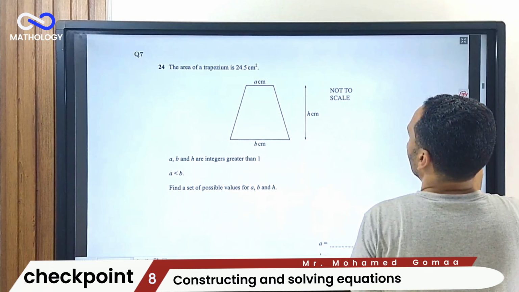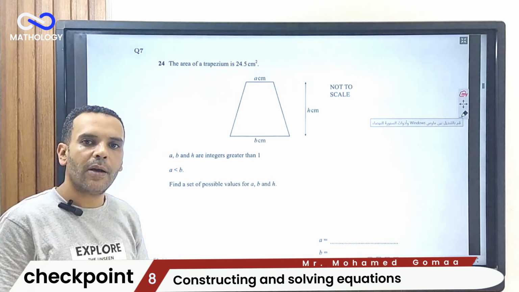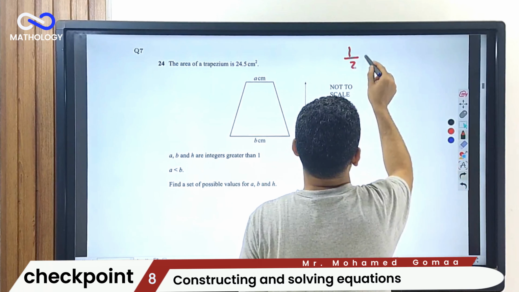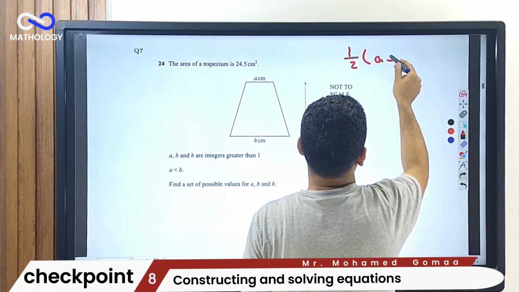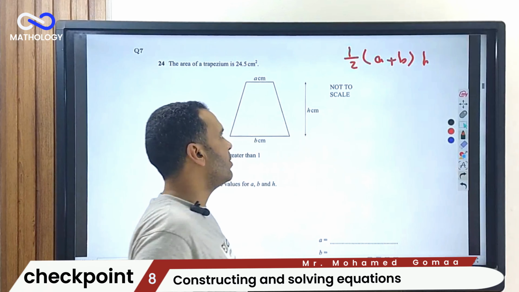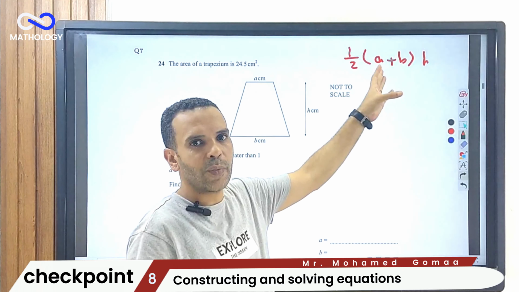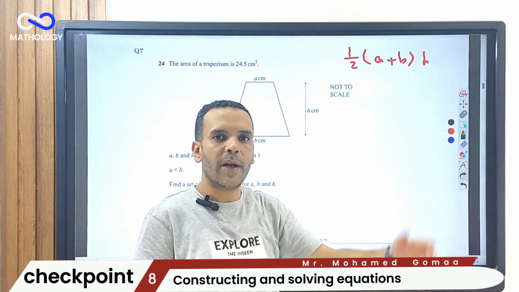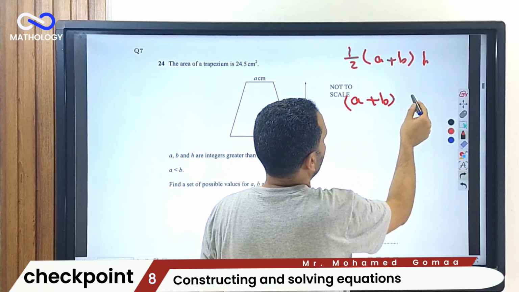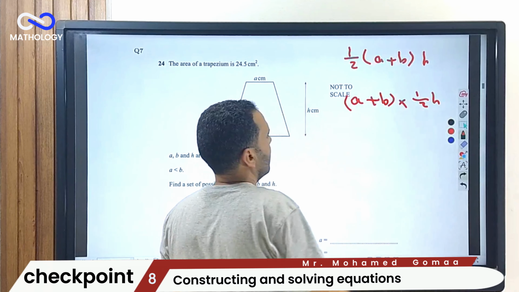First of all, you have to know the area of a trapezium. Area of the trapezium equals half multiplied by the sum of the two parallel bases, A and B, multiplied by the height. We can get the sum of the two parallel bases, then divide by 2 to get half the sum, then multiply by the height. Or we can get the sum a plus b and then multiply by half the height.